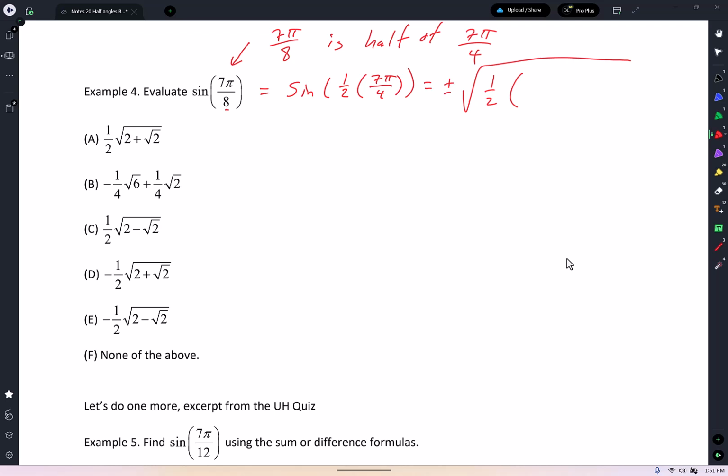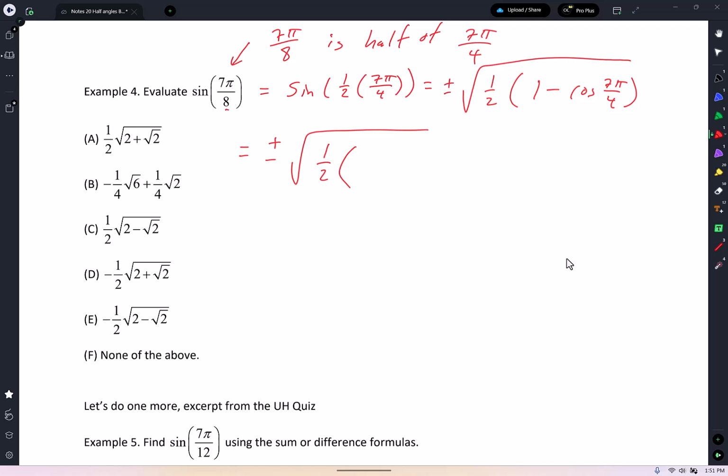What's the half angle formula for sine of half x? 1 minus cosine x, which in this case would be... perfect. See? Now make sure you use your unit circle. Here comes your unit circle. It's baby pre-cal, not extreme. Relax. Plus or minus the square root of 1/2 parentheses.